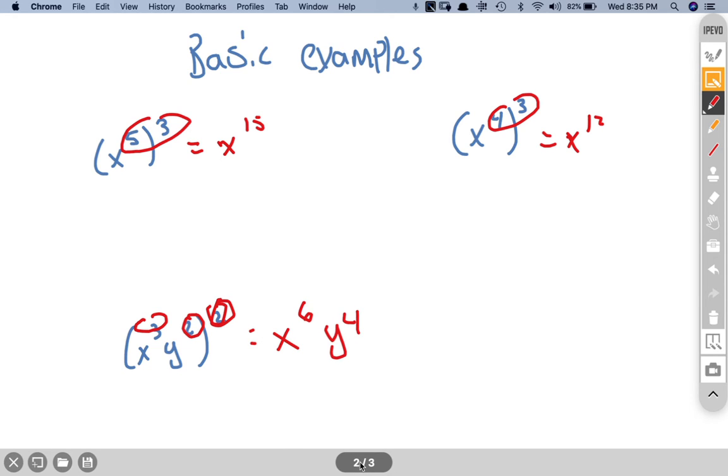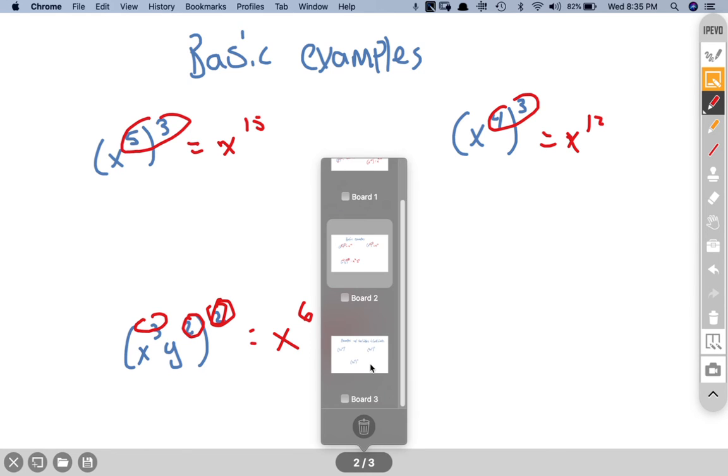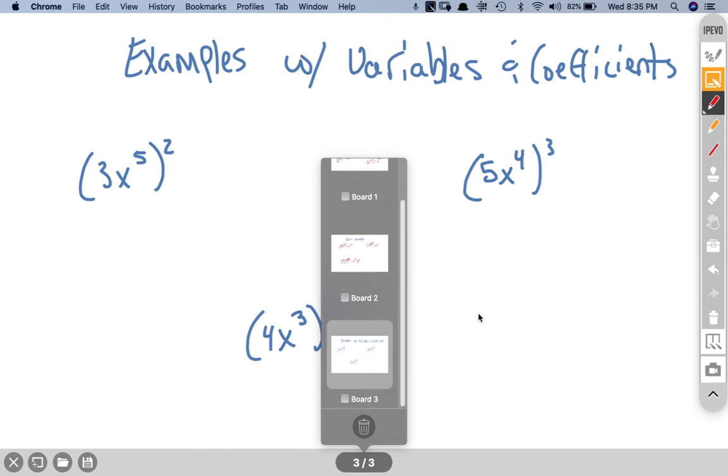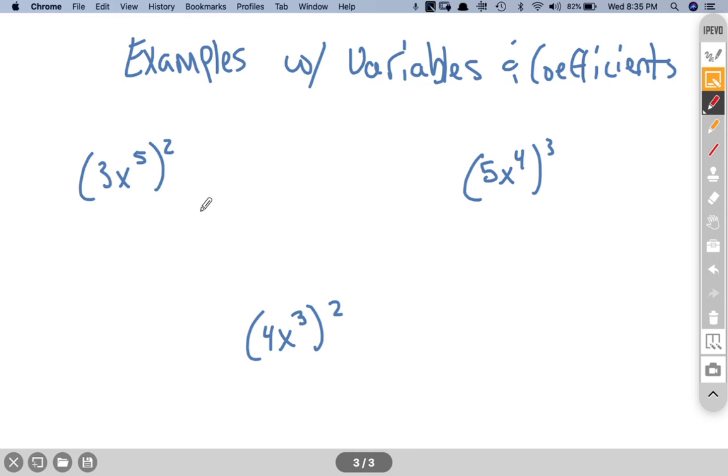And then the last one. The last are examples that have those variables and those big numbers in front, those coefficients we talked about last time. Okay, so I'm going to do a little bit of coloring here just to make sure we can read the problem. Okay, so let's pretend that I don't have that letter. This problem doesn't say 3 times 2. It says 3 to the second, so 3 times 3. So the answer to that part is 9, because 3 times 3.